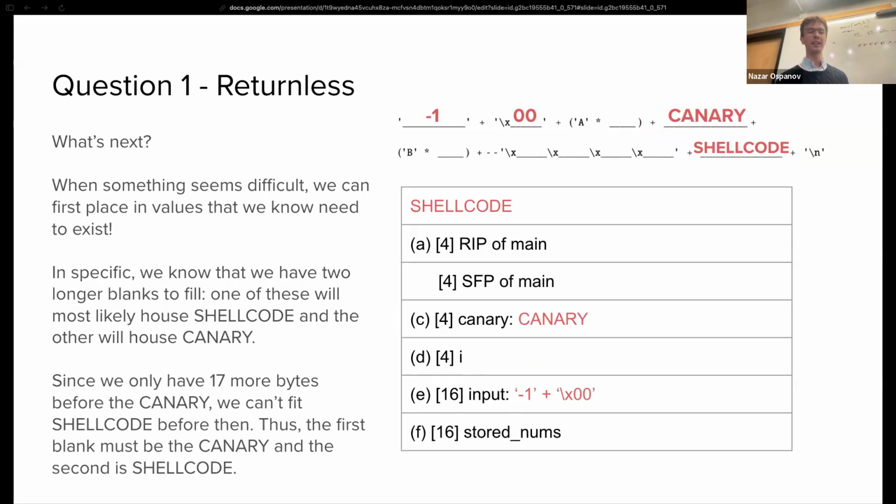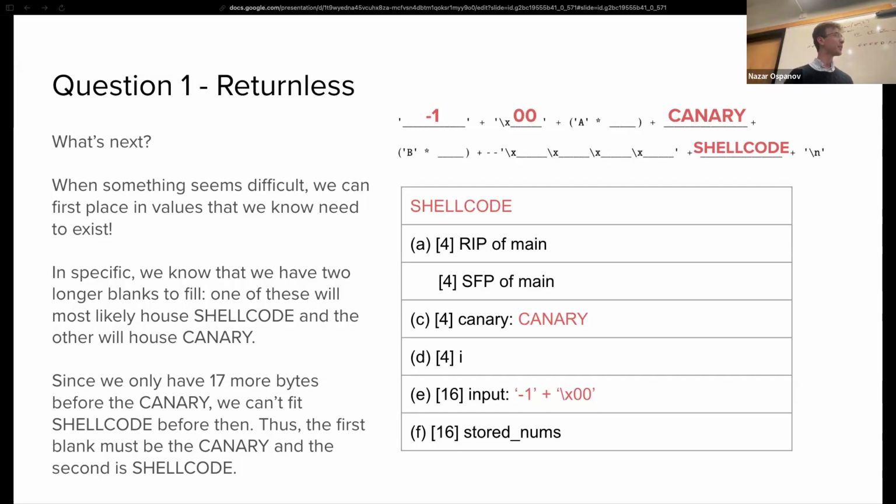So now we know that this XXX is probably going to be our new RIP. And then B is the bytes of garbage that are overriding the SFP of main. So what are we going to do? First, we didn't figure out what goes into the A. Notice that we put -1 and the null byte terminator into the input already.